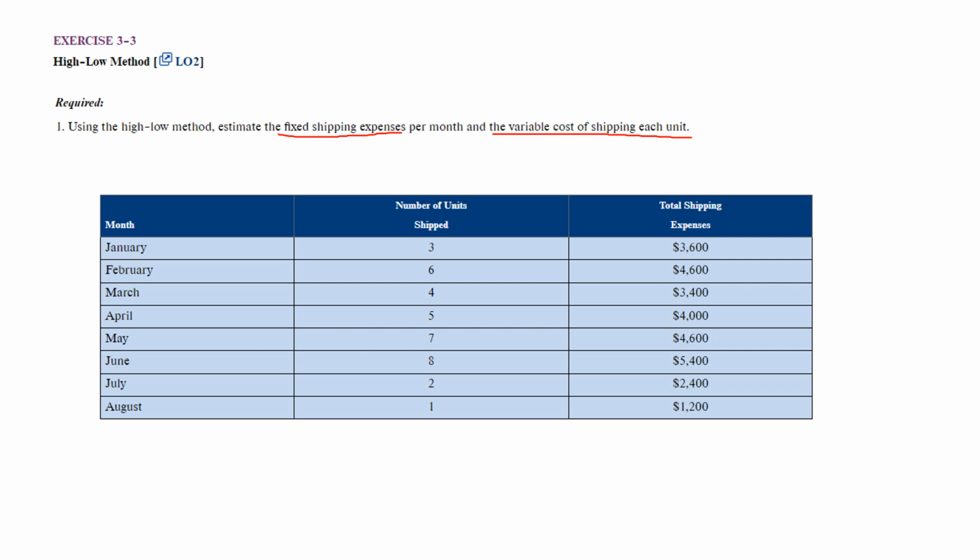So looking at my list, if I'm looking for my lowest level, I think that is going to be here in August. So our number of units shipped was 1, and our total shipping expenses was 1,200. And going through my list and looking for the highest level, I can see that was in June, where I shipped 8 units, and my total shipping expenses were 5,400. So we're going to use this data to calculate our high-low change.